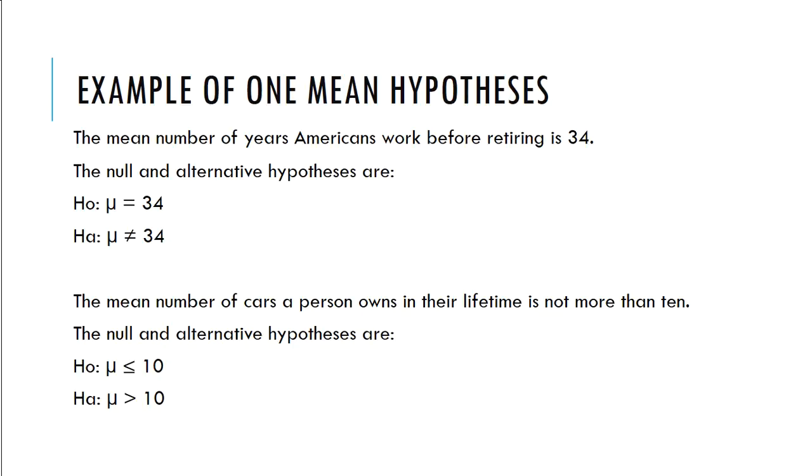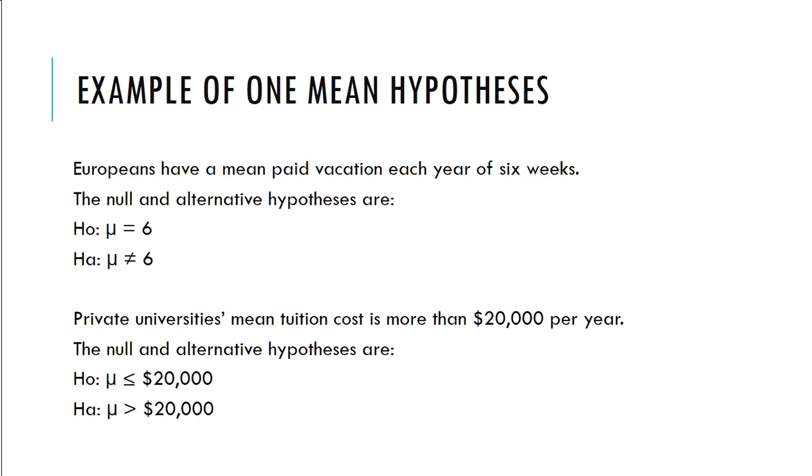The next example is the mean number of cars a person owns in their lifetime is not more than 10. So what does that mean? It means the number of cars you own in your lifetime will never be greater than 10. It can be equal to 10, but it will never be greater than. So because it's saying that it's going to be less than or equal to, I need to put that in my null. So as you can see here, the mean is less than or equal to 10. So that makes the mathematical opposite of that for the alternative, the mean is greater than 10.